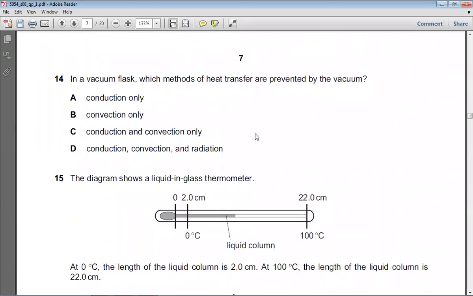Okay, so in a vacuum flask, which methods of heat transfer are prevented by the vacuum? The vacuum can stop convection, the vacuum can stop conduction. The vacuum cannot stop radiation, remember that. So which methods of heat transfer are prevented by the vacuum? Conduction and convection only. The vacuum cannot stop radiation.